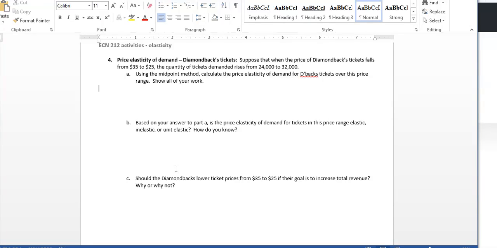I know it's question 4 on our activity packet, but I'm going to actually do this one first because this is just like the front page of the activity sheet. That was the one where we had the treadmills. The price went from $14 to $1,600. We were working with that price elasticity of demand equation, the midpoint formula. So I'm going to start with this problem and then go back and do problem 2 and 3 and 5 after this.